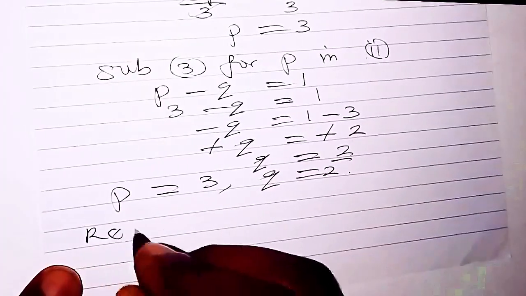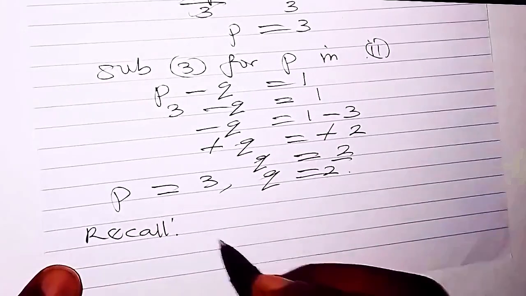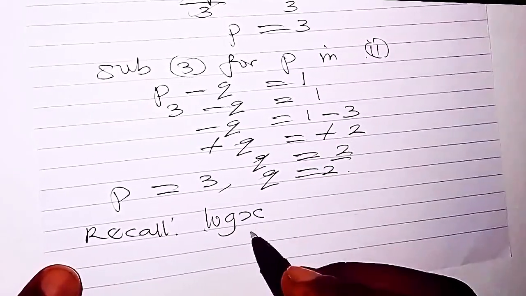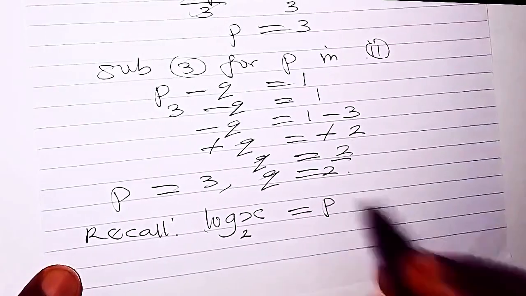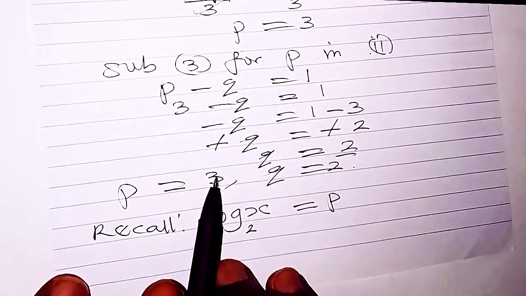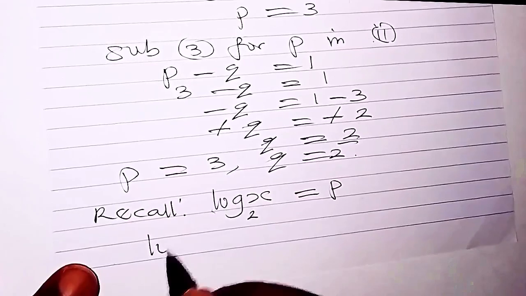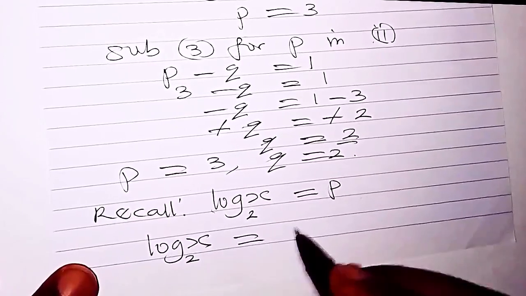We've got to recall here. We recall that log x base 2 equal to p. That's what we said. Now that p is equal to 3, that can actually be log x base 2 equal to 3.